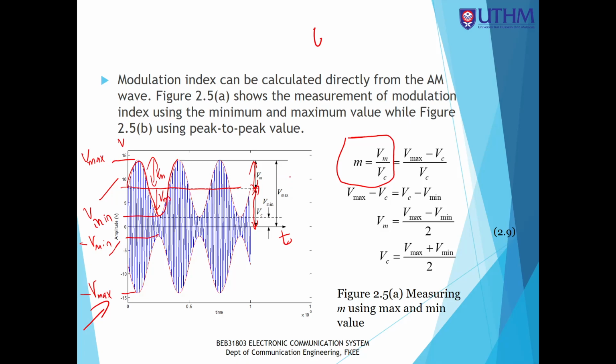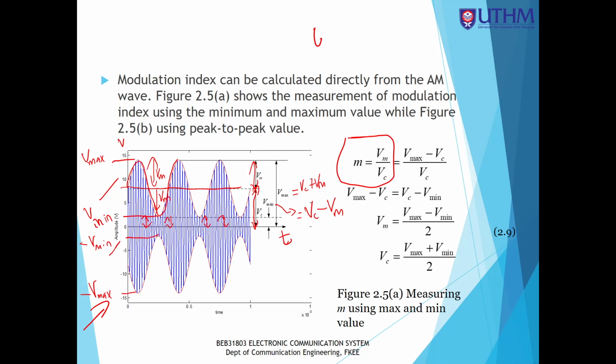In short, you can say that Vmax is equal to Vc plus Vm. Dengan kata lain, kita boleh katakan bahawa Vmax is equal to Vc plus Vm. Vmin is equal to Vc, because Vmin is here, Vmin is this one, very small. So Vmin is equal to Vc minus Vm.